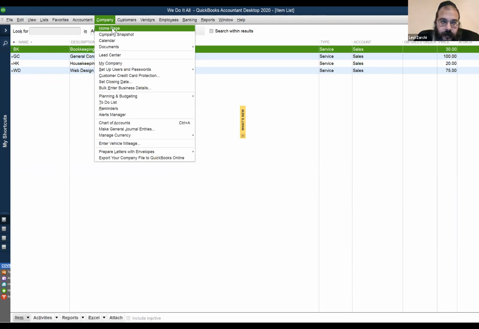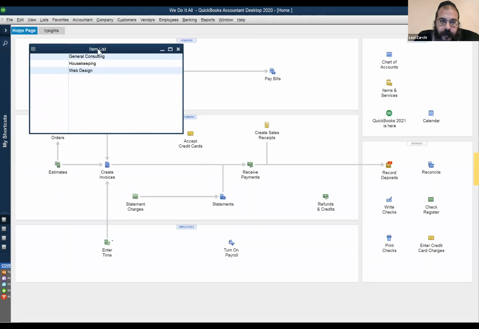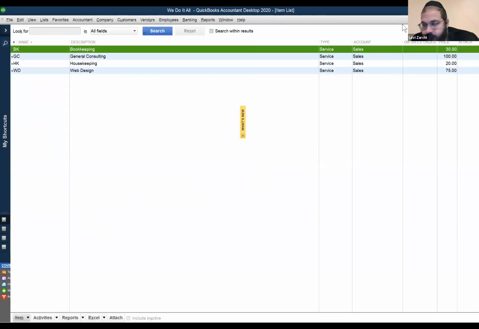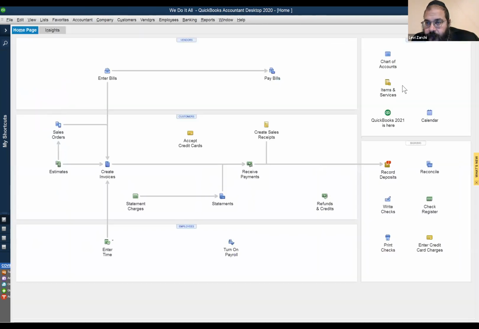So you can do that yourself. Go to the home page, and on the home page you'll see here. Right now it's hiding. Here's the items and services. This in the top right corner is items and services. So that's the question. We're on the home page.